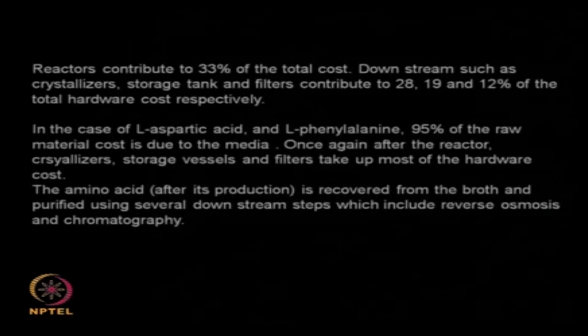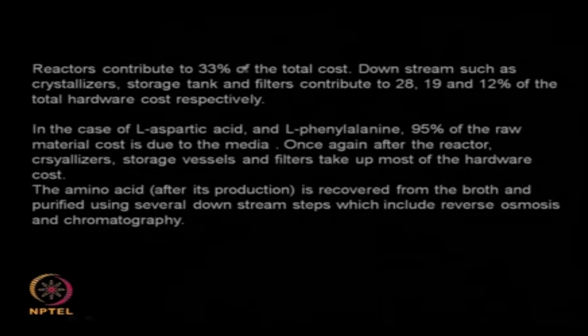We looked at the chemical cost. Now, let us look at the hardware side. Reactors contribute 33% of the total cost, and the downstream side contributes the remaining 67%. Crystallizers account for 28% of the hardware cost, 19% is because of storage tanks, and 12% because of the filters. So you see, once you know the contribution to cost by each hardware unit in the downstream, if you can reduce the size of the unit, obviously you are able to reduce the cost of the entire plant.